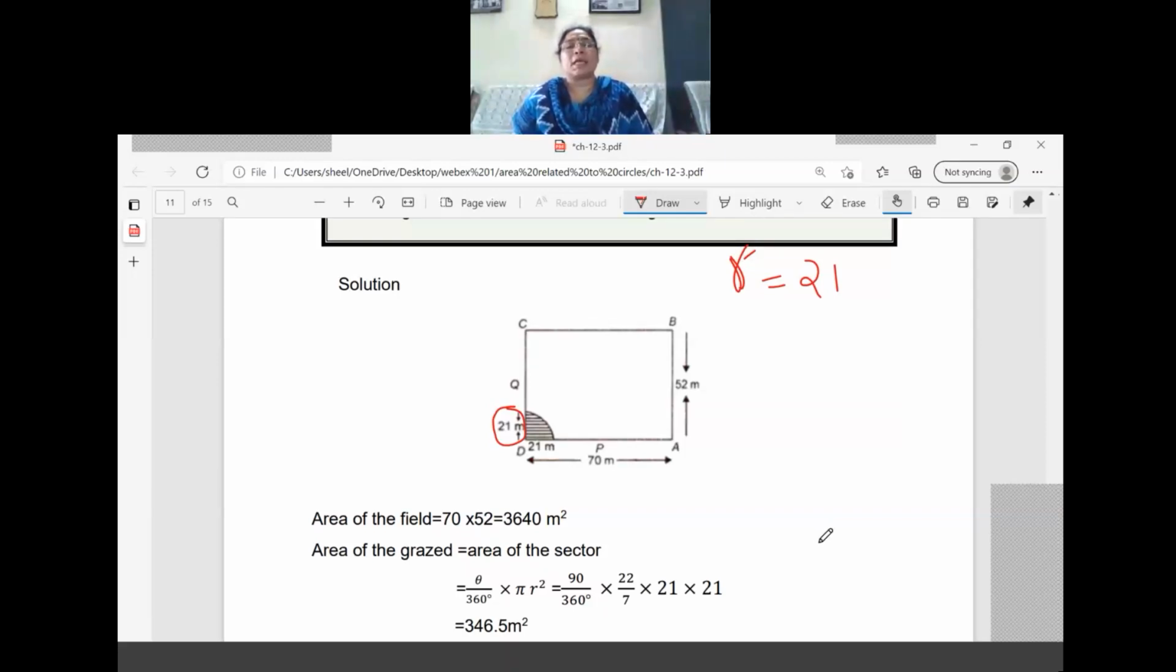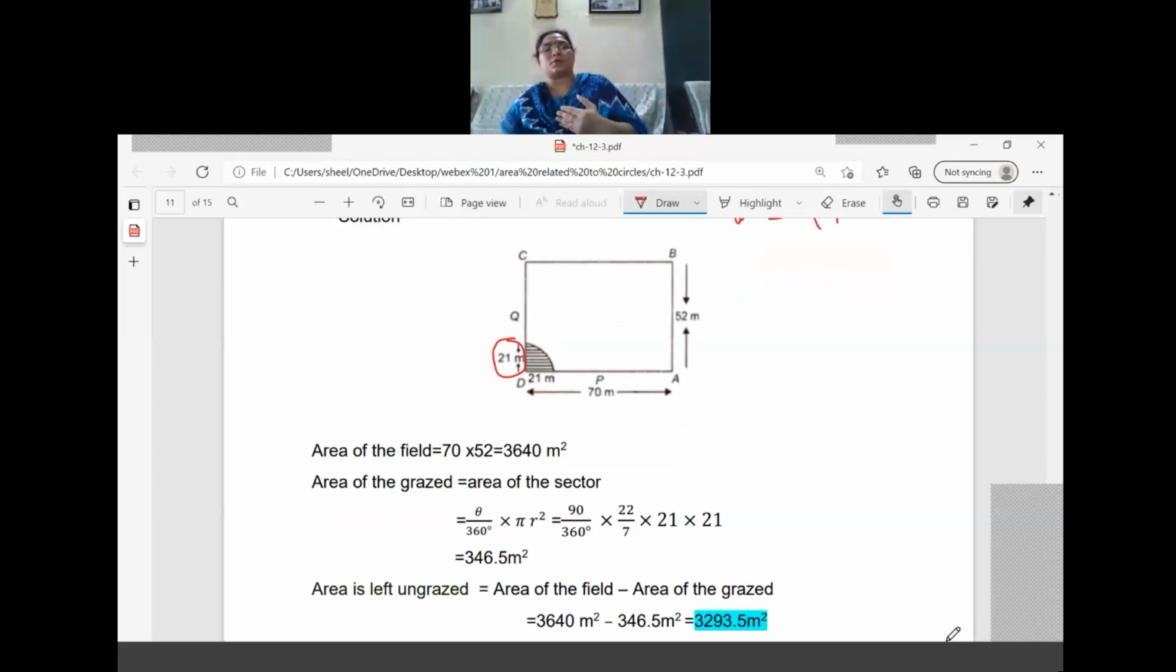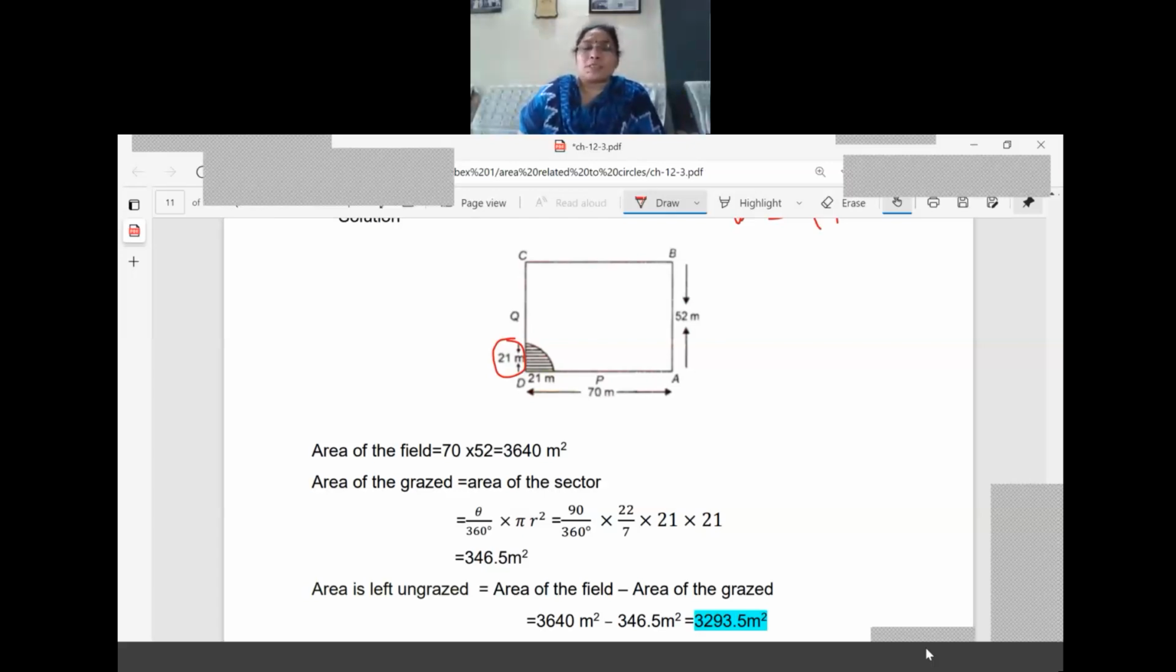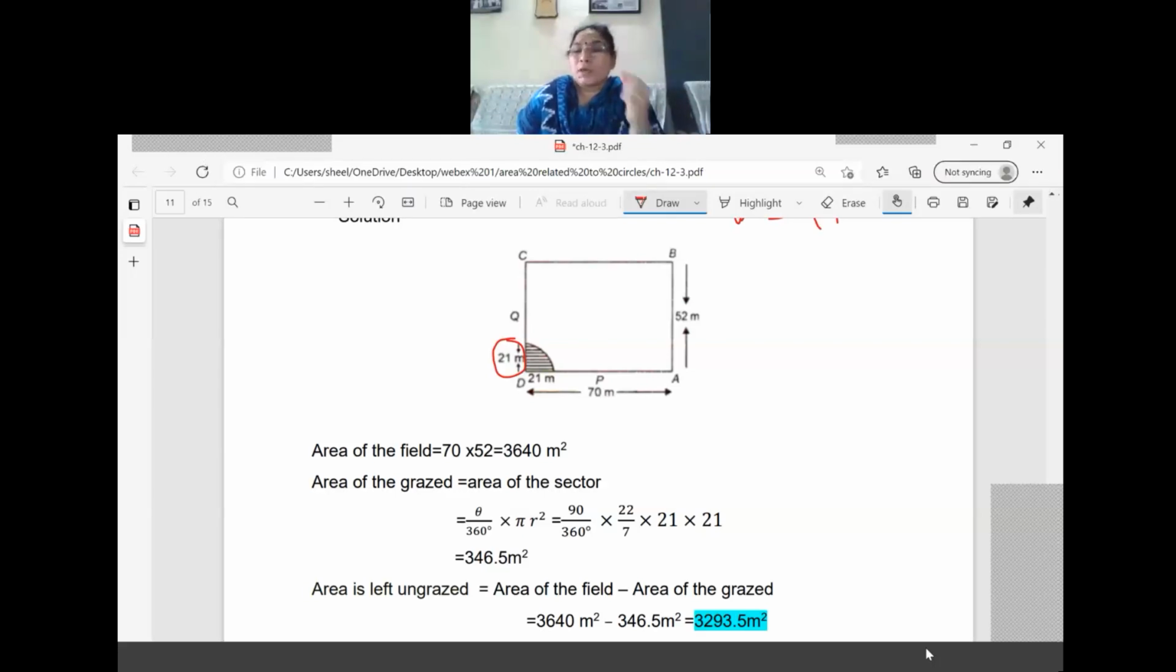Now what is the next, the area of the grazed? That is the second part of the question. Area of the grazed, I already told that it is area of the sector only. Area of the sector, what is the formula? Theta by 360 into pi r square. So it is equal to 90 by 360 into 22 by 7 into 21 into 21. So after the simplification you will get 346.5 meter square.